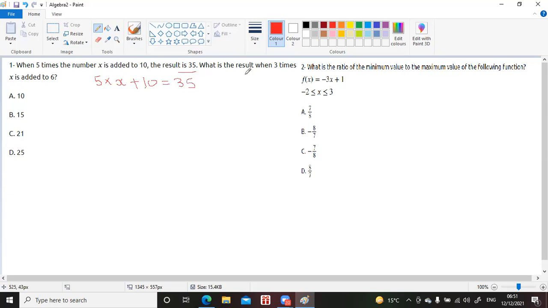What is the result when 3 times x is added to 6? Okay, so we need to find 3x plus 6 equals what? But first we need to find out the x. So it would be 5x equals 25 and x is 5, right? So 3 into 5 plus 6, this would be 15 plus 6, that is 21. So this is the answer. Is it clear?